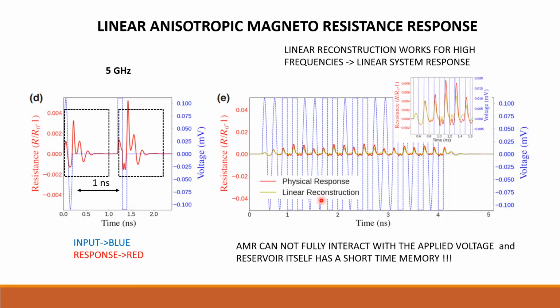And so what determines whether the system is linear or nonlinear? The answer is ferromagnetic resonance frequency. Above the ferromagnetic resonance frequency, such as 5 GHz, the signal is so fast that AMR does not have enough time to fully interact with the applied voltage. On the other hand, around the ferromagnetic resonance frequency, AMR has sufficient time to interact with the applied voltage, and the system behaves nonlinearly, and we can actually perform reservoir computing applications in that case.